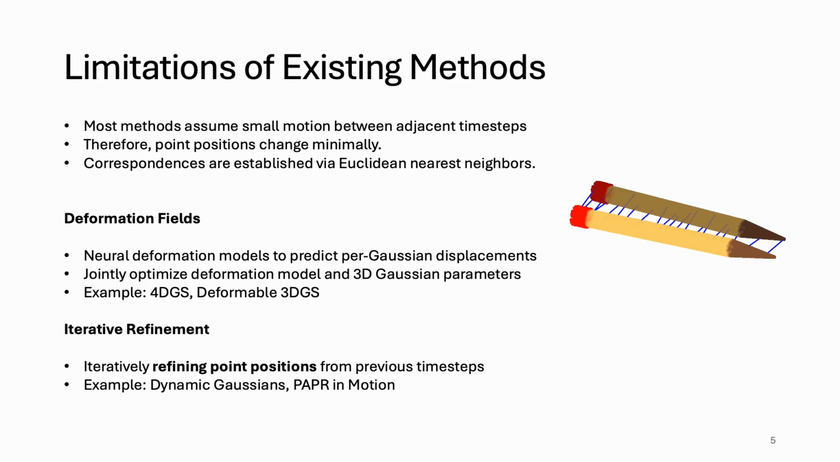Existing works fall in two paradigms. First one is deformation fields. Here, a separate neural deformation model is used to predict per Gaussian displacement. And this deformation model and the 3D Gaussian parameters are jointly optimized. Examples of this paradigm would be 4DGS and deformable 3DGS. The second paradigm is iterative refinement, where point positions are iteratively refined from the previous time steps. Examples for this would be dynamic Gaussians and paper in motion.